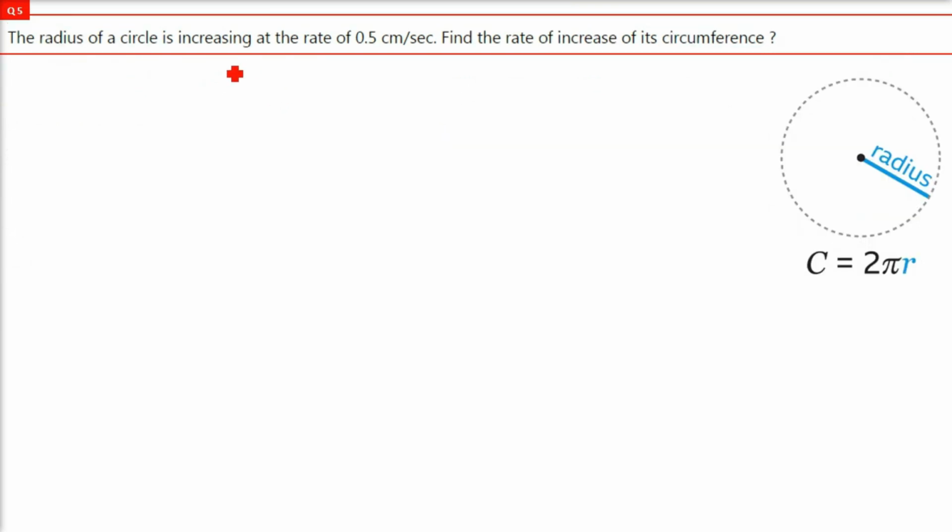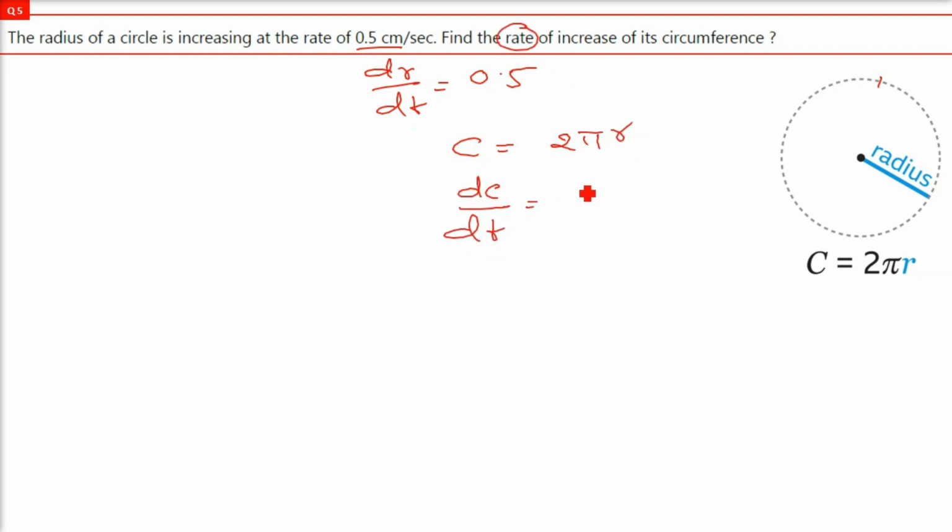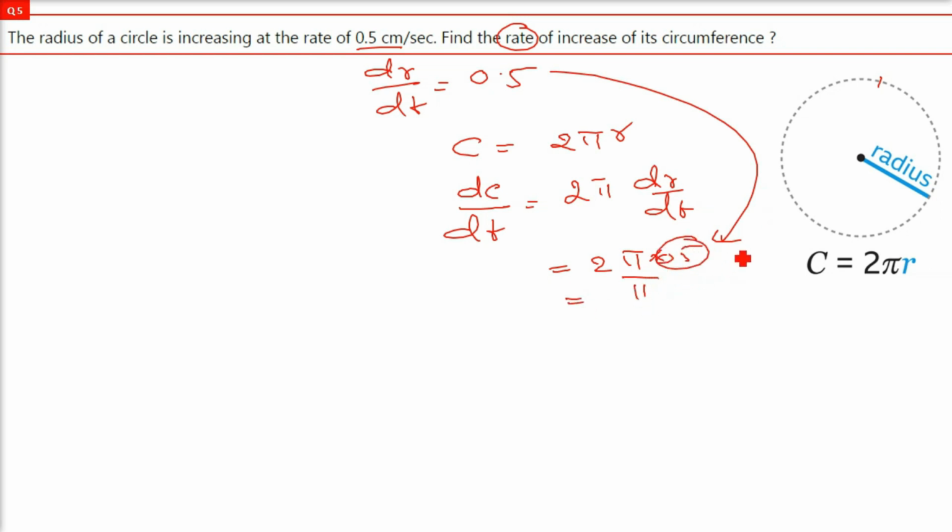The radius of a circle is increasing at the rate of 0.5 centimeter per second. dr by dt is given to you, 0.5. Find the rate of increase of its circumference. What is the circumference here? Circumference is 2 pi r or pi into d, where d is the diameter. When you walk around the periphery and compute the length, that is the circumference, 2 pi r. So dc by dt we have to compute, it is 2 pi times dr by dt. dr by dt is known to us. Just put it as 0.5, and this 0.5 is half, so half and 2 get cancelled and you'll get pi.